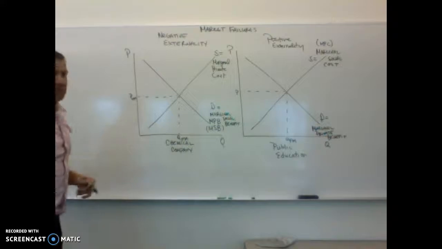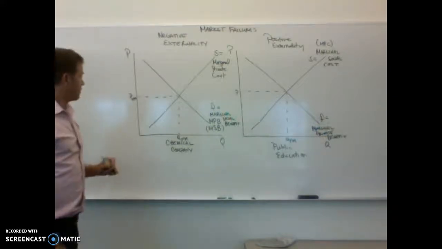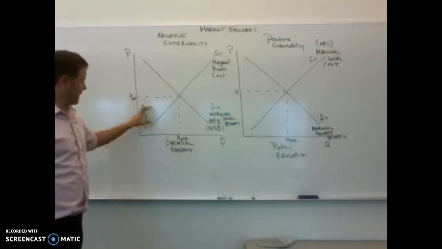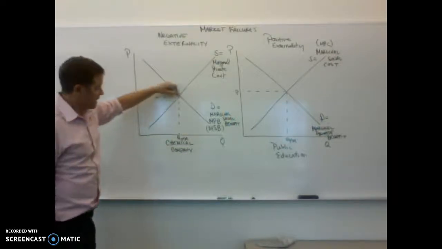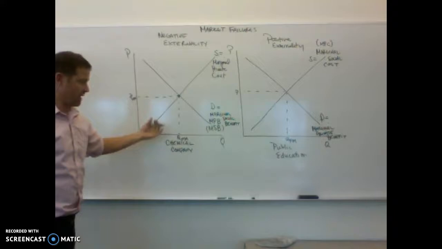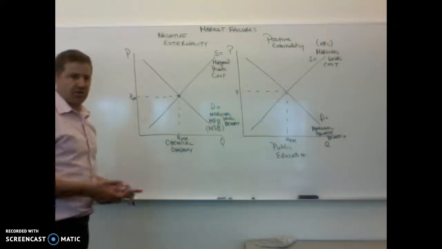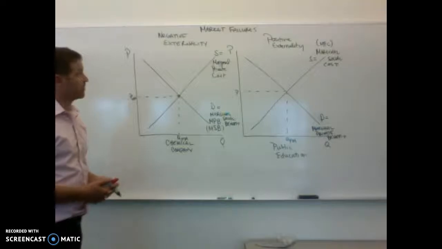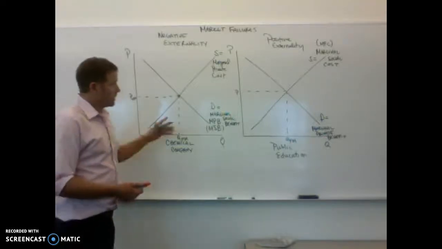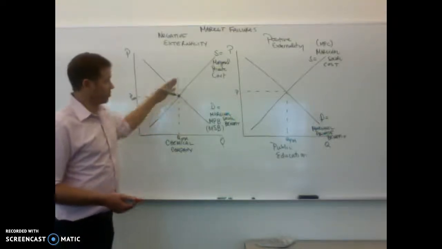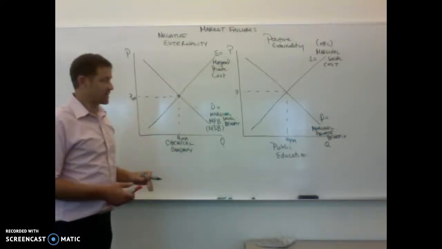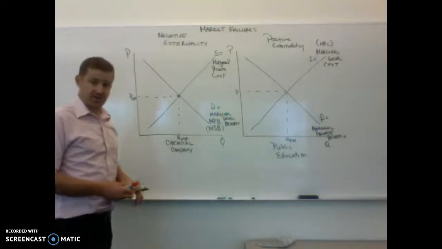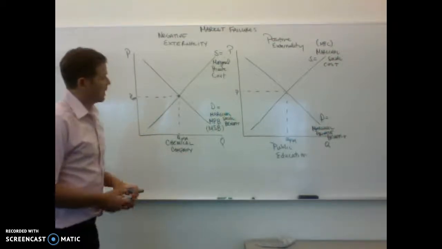So if we start over here with the negative externality, basically this is the quantity of the free market and the price at the free market. And this equilibrium is the amount of chemicals that are being produced by the free market at that particular price. This is the marginal private cost. This is the cost for this chemical company to produce its good, and they use that to determine how much to produce.